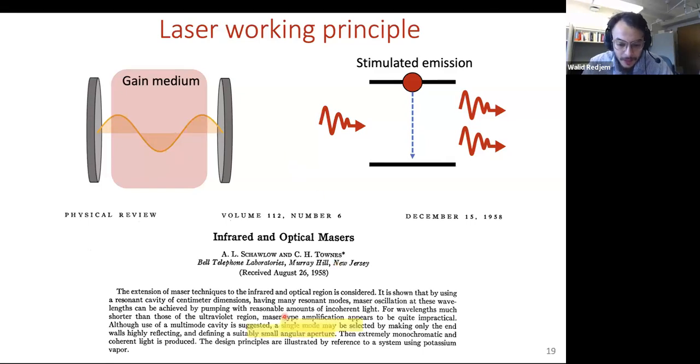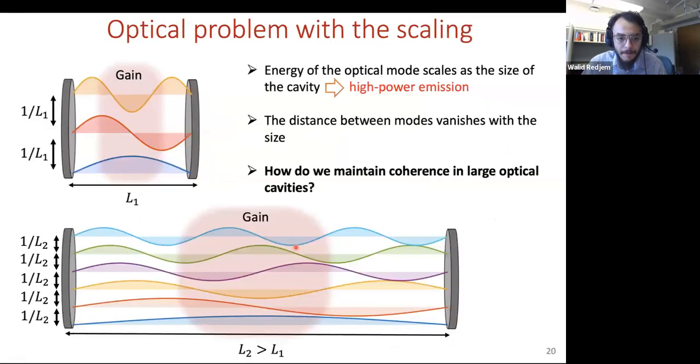And as I said, in 1958, in the first notional laser paper, they said single mode may be selected if you have a suitably small angular aperture. So they identified a problem: if you want a powerful coherent laser, it needs to be small enough, because if you make it big, then it becomes multimode. This can be explained very naively using this slide. When the cavity is small, the distance between modes is, let's say, 1 over L, where L is the size of the cavity. But as you increase the cavity size, the distance between modes decreases. We see 1 over L2, where L2 is bigger than L1. And as you make it bigger, it becomes very hard to distinguish one mode from the other, so you lose the coherence.